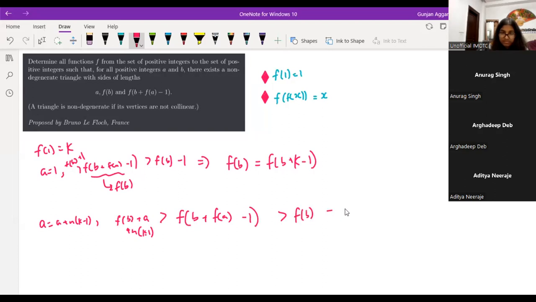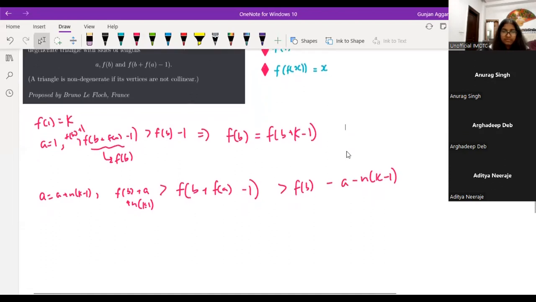Yes, and either way, just try to bound a, since we can fix a to be anything. Then it will be nice because we have finitely many values of f and we can take infinite values. So eventually you can take a really large value of n such that the inequality doesn't hold. The inequality where the second term and the third term have to be greater than a will not hold if n is very high. Exactly. So that just gives f of 1 equals 1.